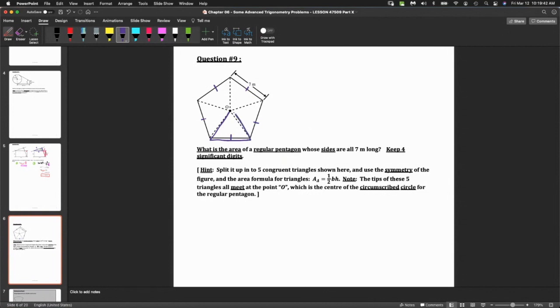So what we're going to do now is find the area of this entire shape by finding the area of one of the triangles and then multiplying that by 5. So here's our strategy. We need the area of the triangle, and then we know that the final answer, the area of the pentagon, is going to be 5 of those triangles. And that, my friends, is how you rock this question.